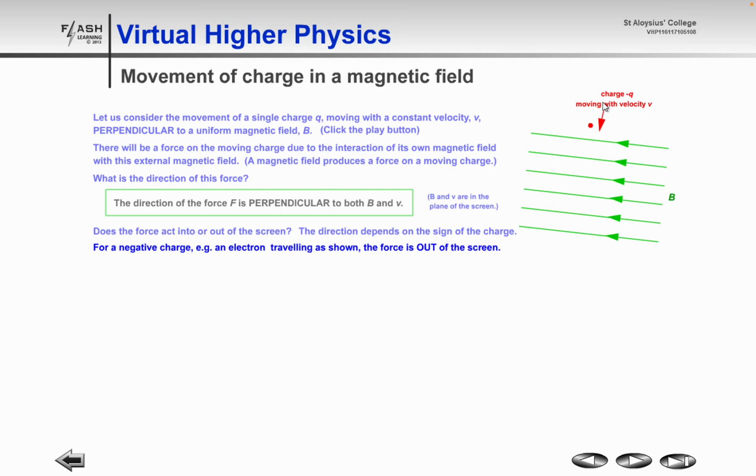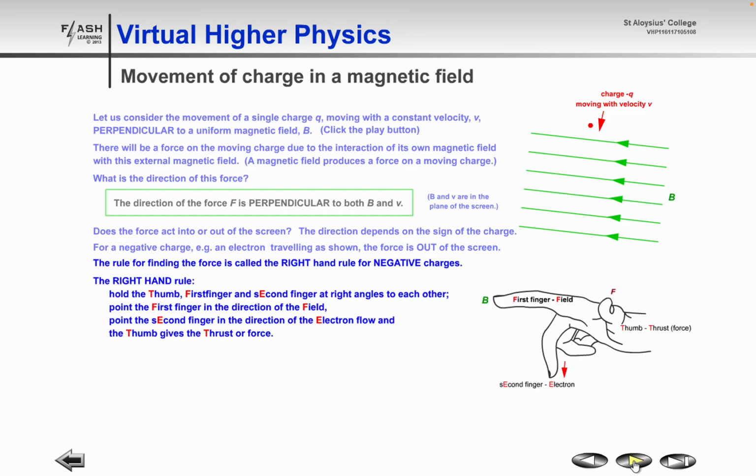So a charge of negative Q moving with velocity V, right, then we can work out the force out of the screen. And here's the right-hand rule, basically. So the thumb represents the thrust or the force. The first finger represents the field, and the second finger represents the electron current. So you ignore the S there, but you can take the next two letters, EC, and you get electron current.